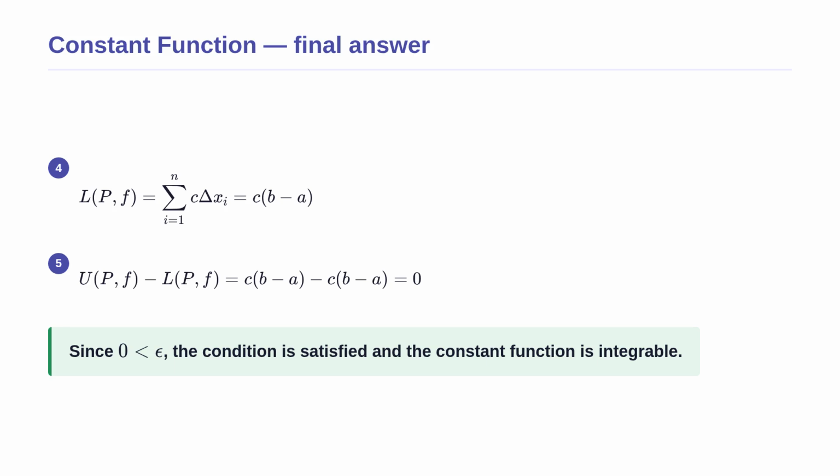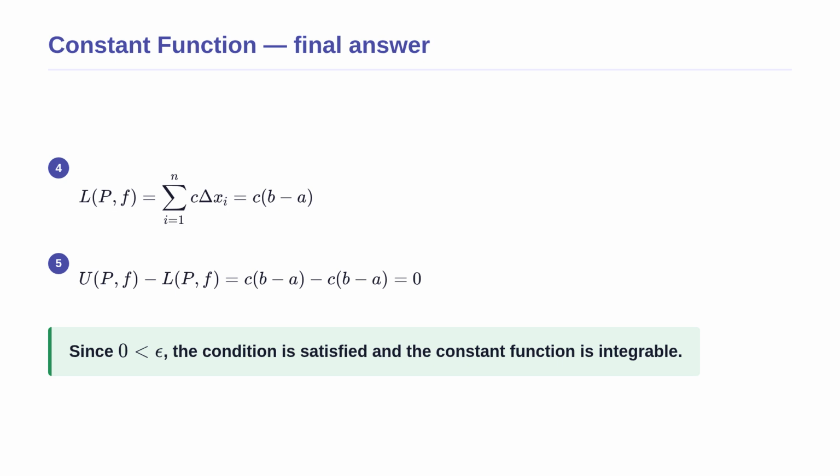Continuing with our constant function, we now calculate the lower sum. Using the exact same logic, the minimum height is c, so the lower sum is also c times b minus a. We now have both our overestimate and our underestimate. The next step is to find the difference between these two sums to check our integrability condition.